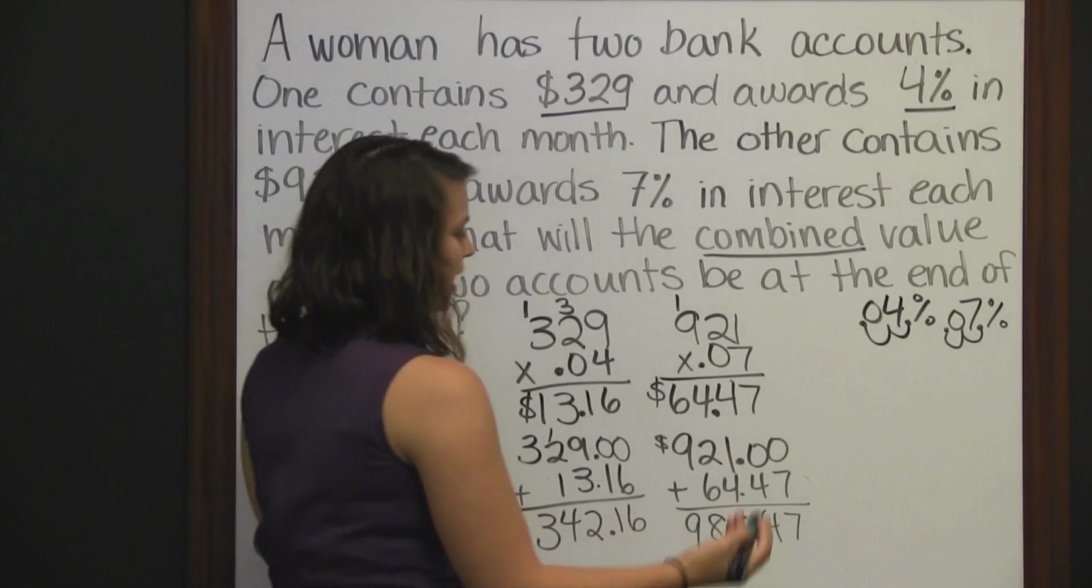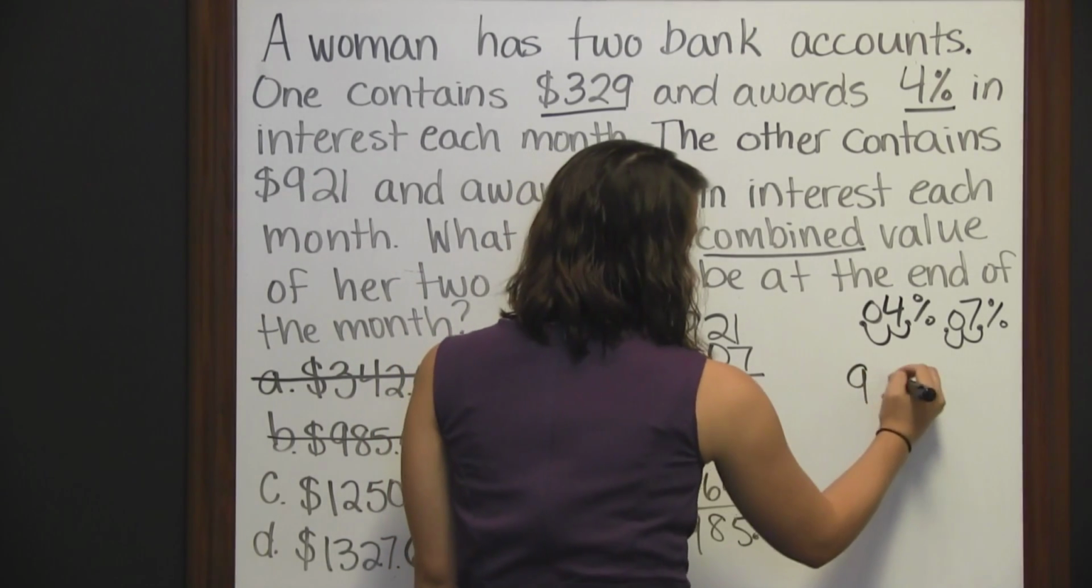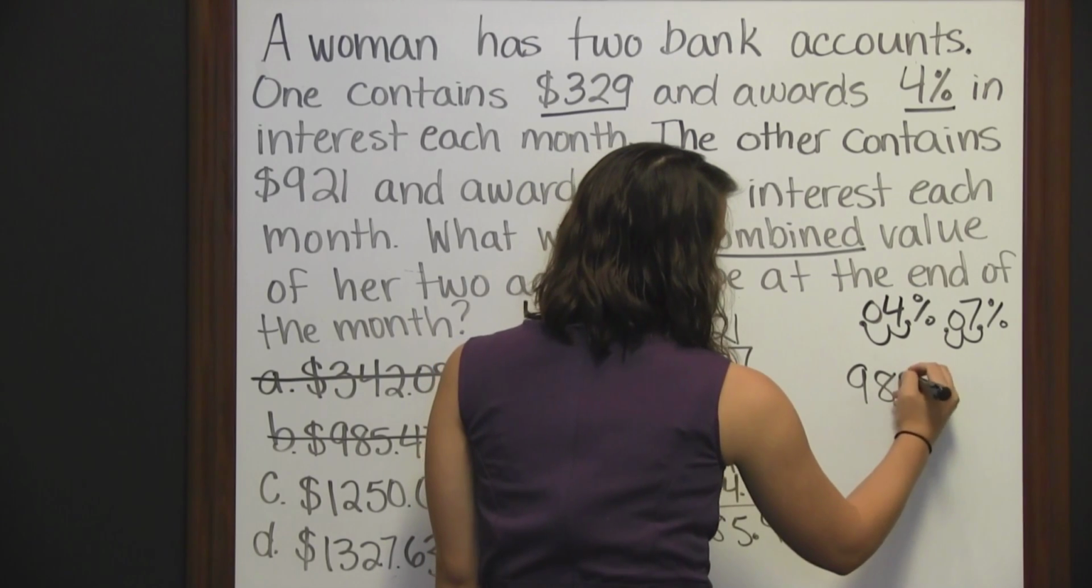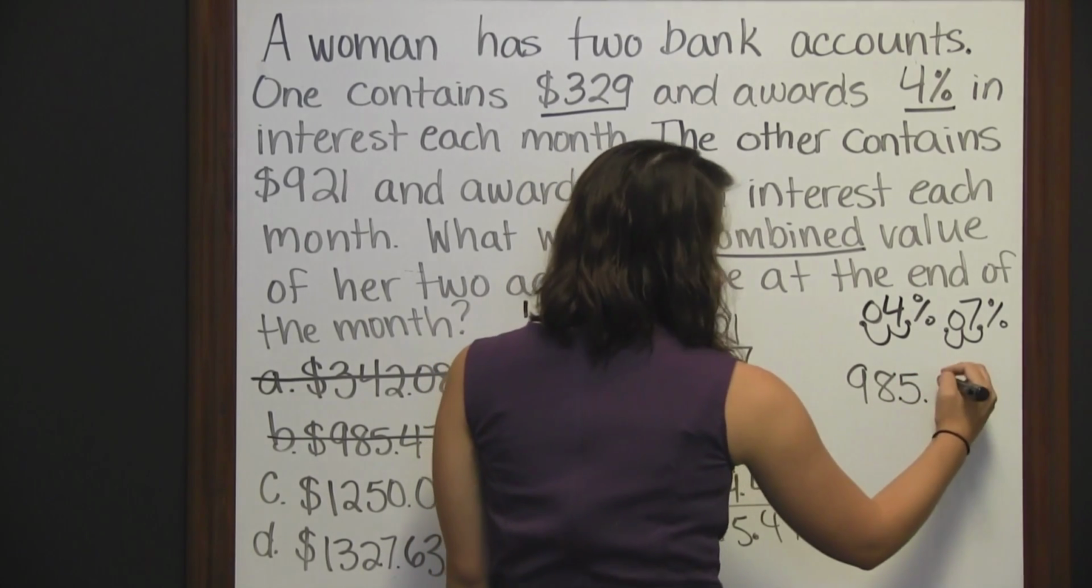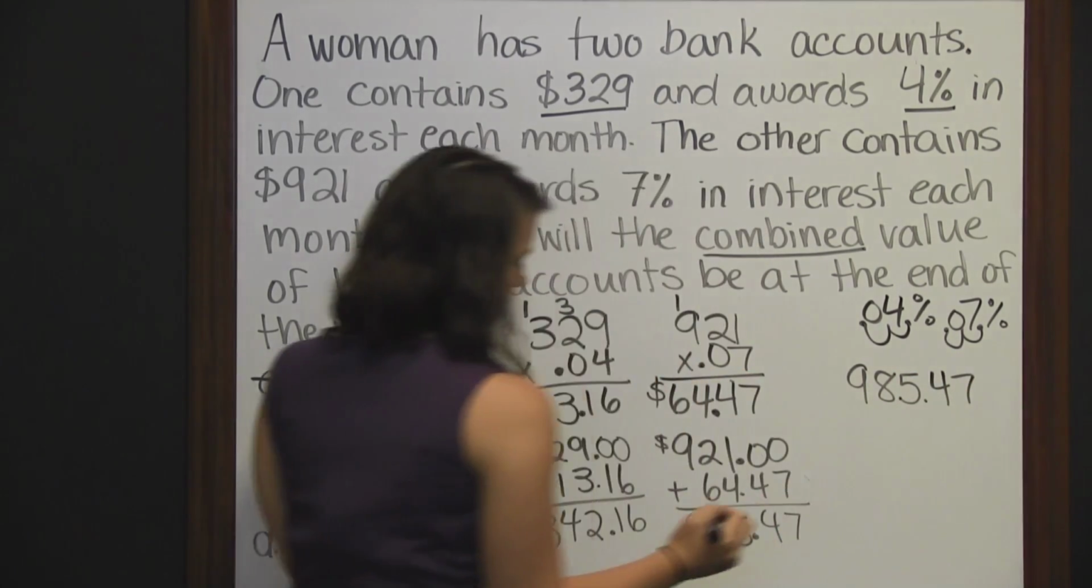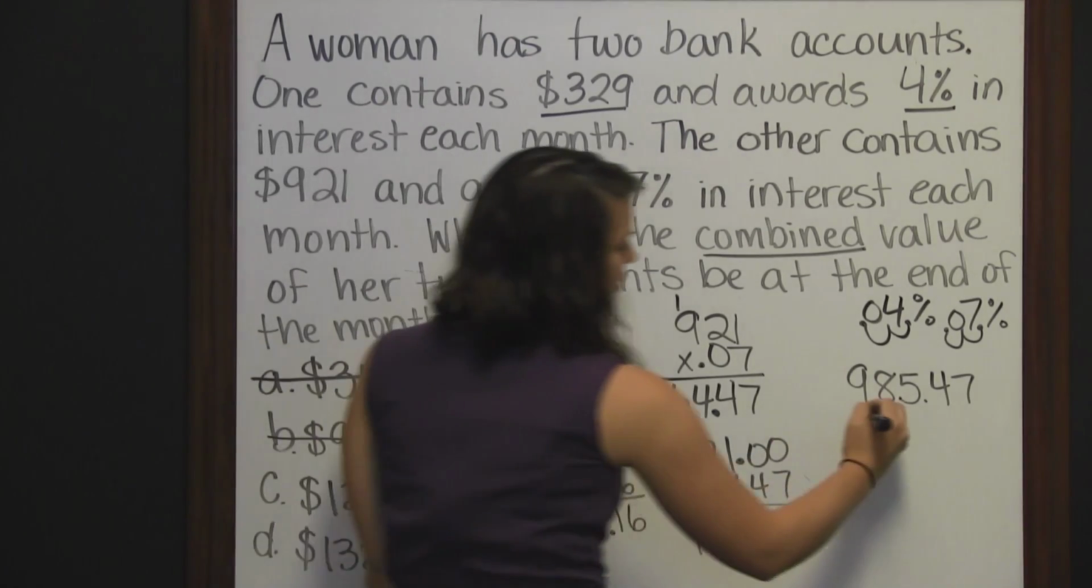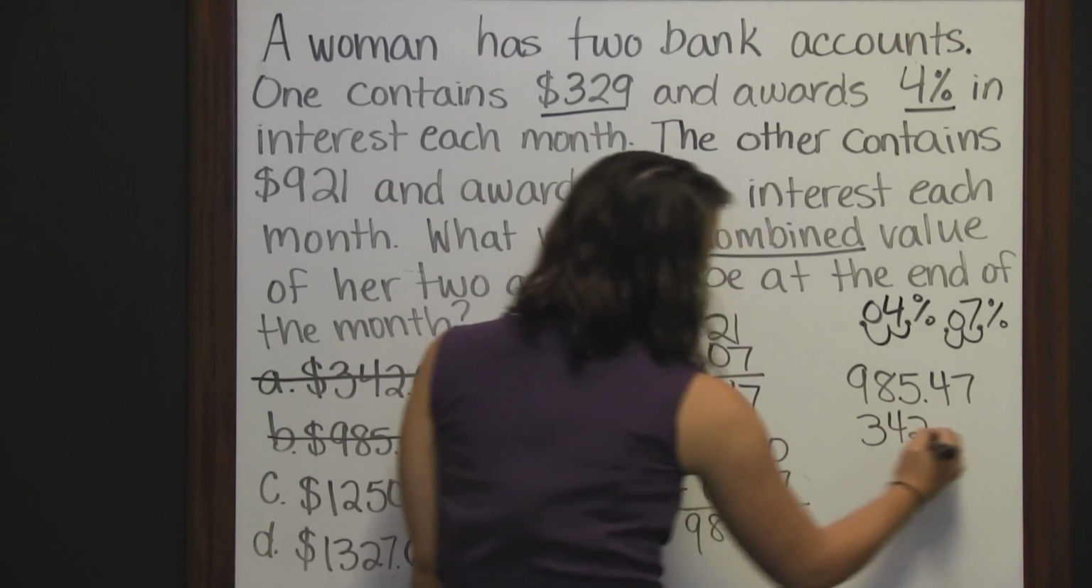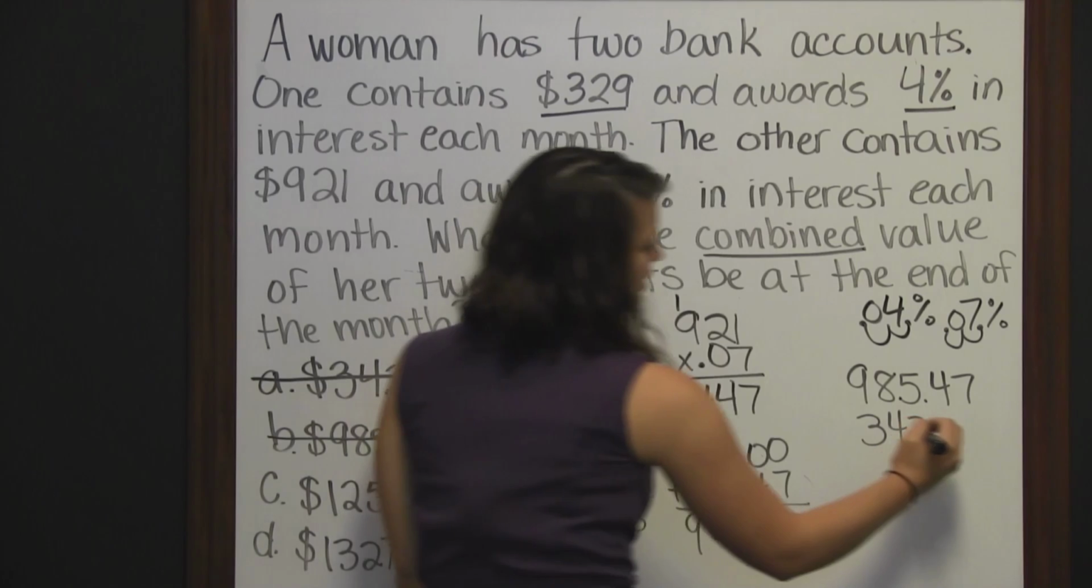Now again, we're looking for the combined value of her 2 accounts, which means that we've got to add those 2 accounts together. So we have $985.47. And then we add to that the $342.16.